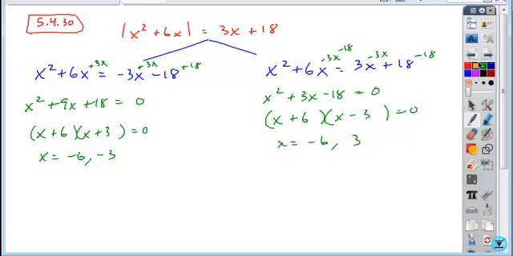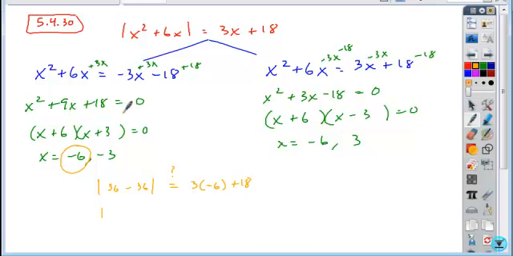Again, with radical equations, absolute value equations, and rational equations, you need to make sure you check all your solutions. So here I get absolute value of negative 6 squared, which is 36, plus 6 times negative 6, which is minus 36. Is that equal to 3 times negative 6 plus 18? So here I have 0, here I have 0, so yes, negative 6 works.